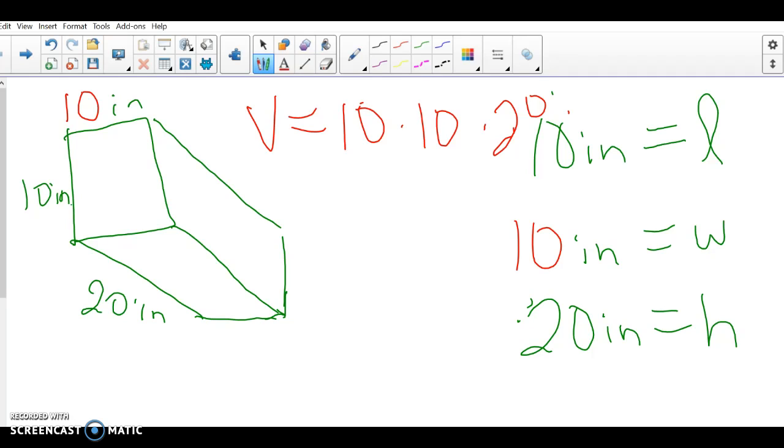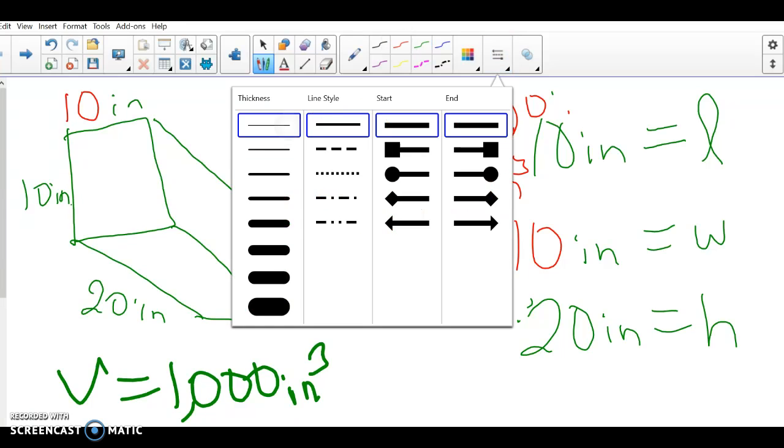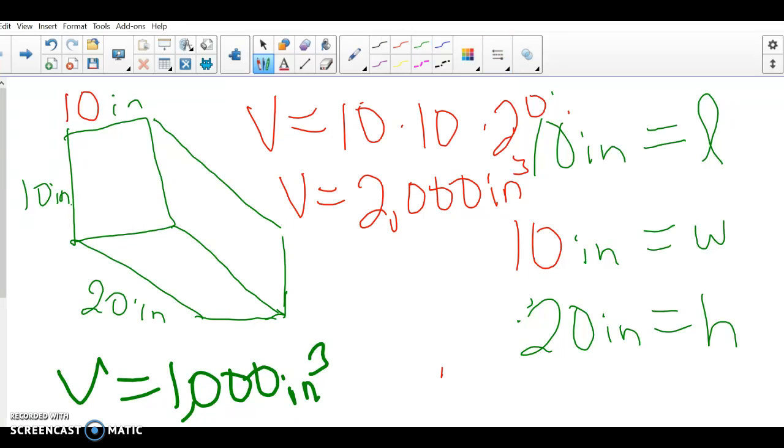All right, so when we multiply all of that together, what we come up with is 2,000 inches cubed. So when we compare that to what we had before, our volume before was 1,000 inches cubed, and now we have a volume of 2,000. So what happened to that? It doubled. By doubling the width, the volume itself doubled. So that's just from one dimension.